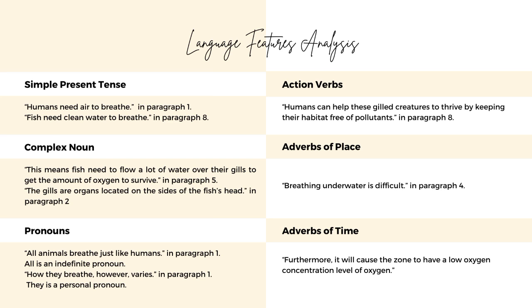Next, there are pronouns. All animals breathe just like humans in paragraph 1. All in the all animals is an indefinite pronoun. And how they breathe, however, varies. In paragraph 1, they is a personal pronoun. The fourth language feature is action verbs. The example is: humans can help the gilled creatures to thrive by keeping their habitat free of pollutants in paragraph 8.